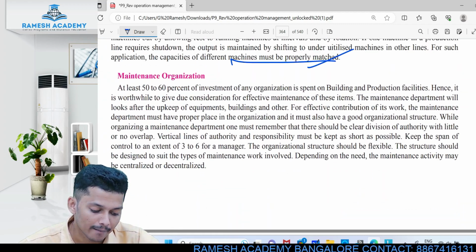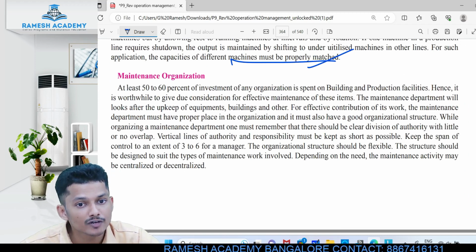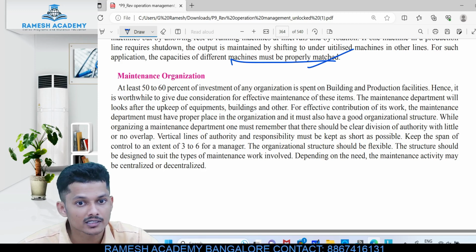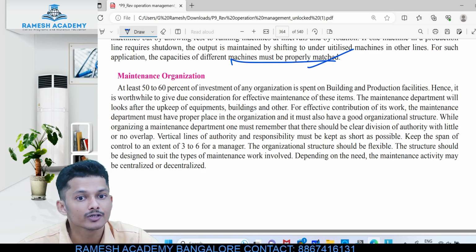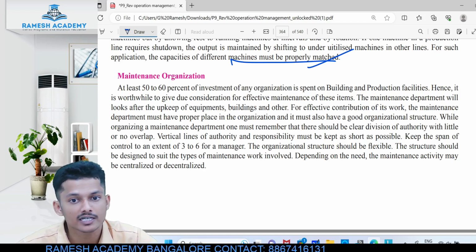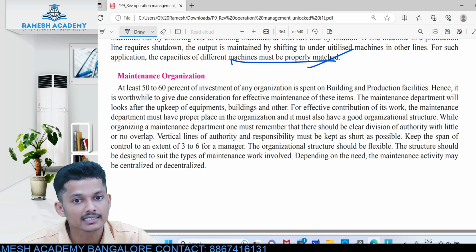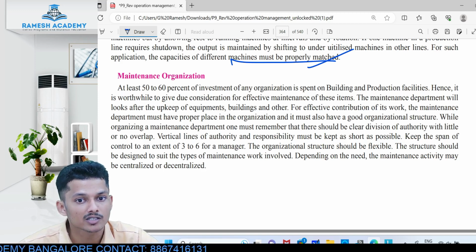Now see, maintenance organization. At least 50 to 60% of the investment of any organization is spent on building and production facilities. Hence, it is worthwhile to give due consideration for effective maintenance of these items. The maintenance department will look after the upkeep of equipment, buildings and others. For effective contribution of its work, the maintenance department must have proper place in the organization and it must also have a good organization structure.